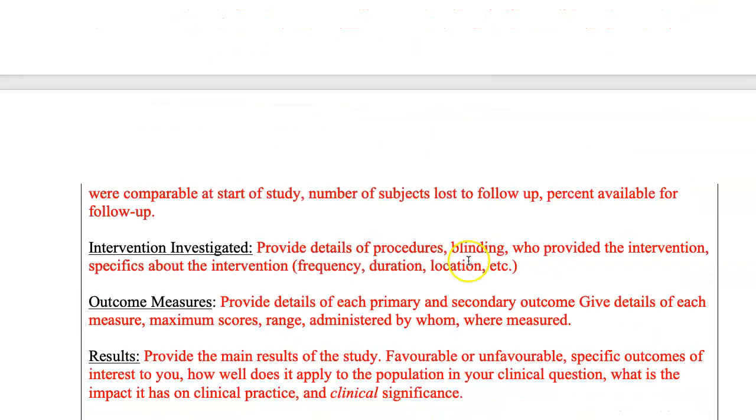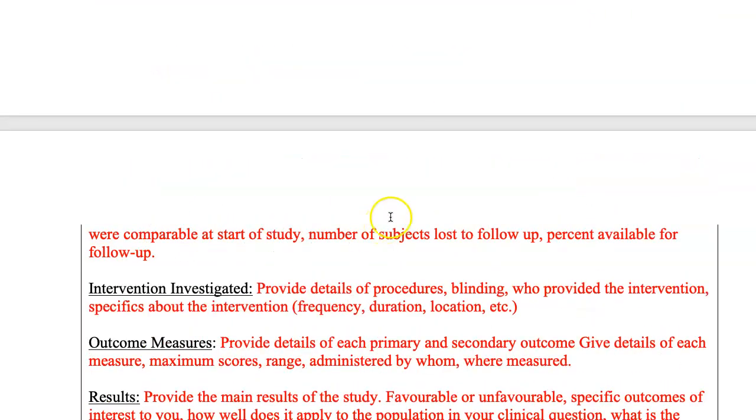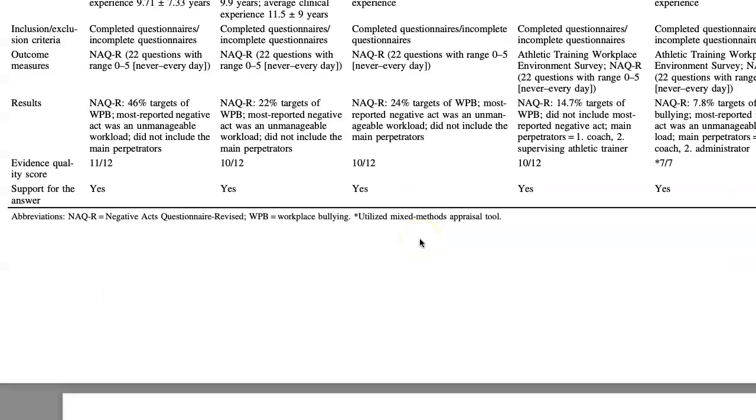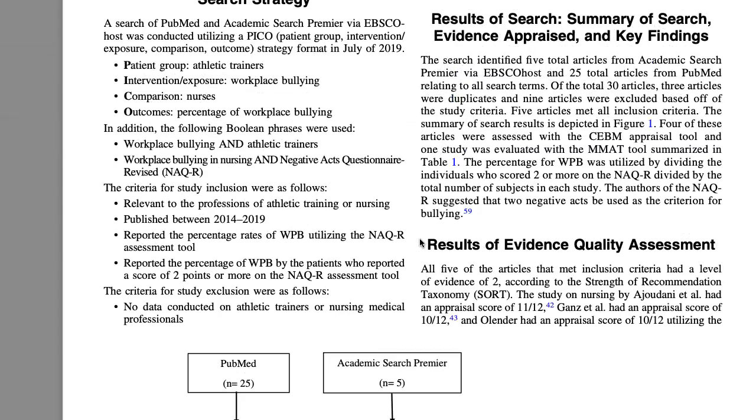Then in our tables, you're just going to put the score. So if the score is 10 out of 11 or 12 out of whatever, provide the name of whether you used this CASC or this JBI, and you'll put the score there for each one of your articles. So it's pretty quick and dirty. Again, if you need help with how to write, find a published CAT, and that will help you with writing up this particular section. I recommend doing that for every section in this particular CAT paper.